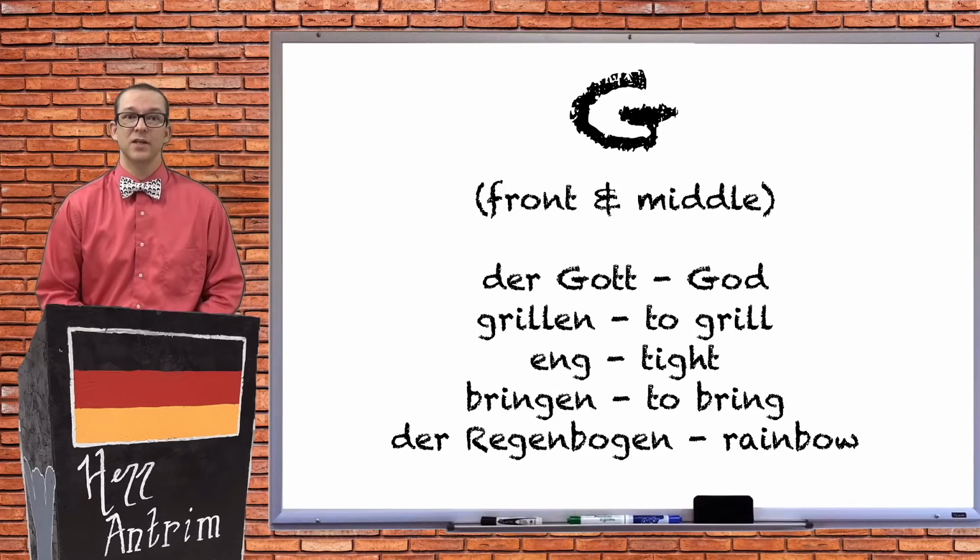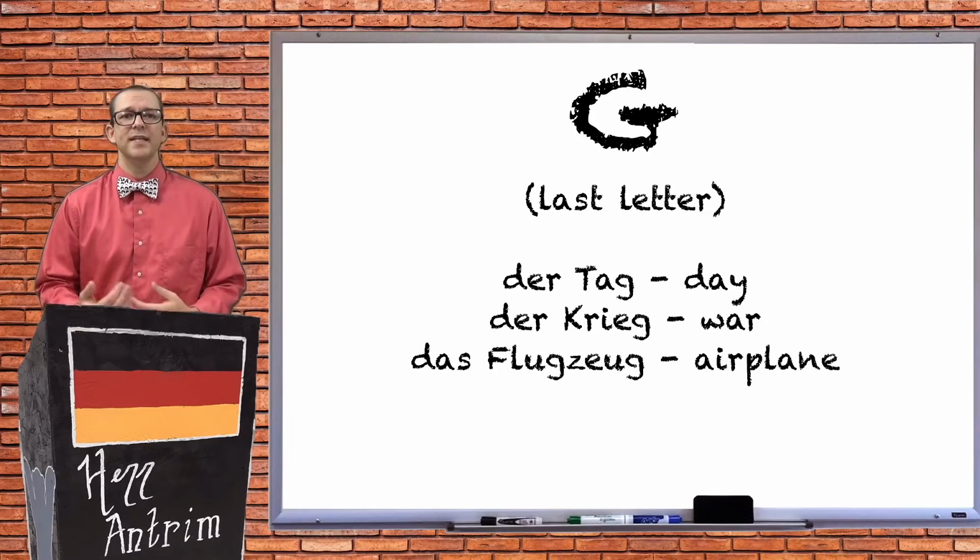If the letter G is at the beginning or the middle of a word, it sounds exactly as it does in English. This includes the combination of N and G. For example, Gott, Grillen, eng, bringen, Regenbogen. If the letter G is at the end of a word, it sounds more like the letter K. For example, Tag, Krieg, Flugzeug.